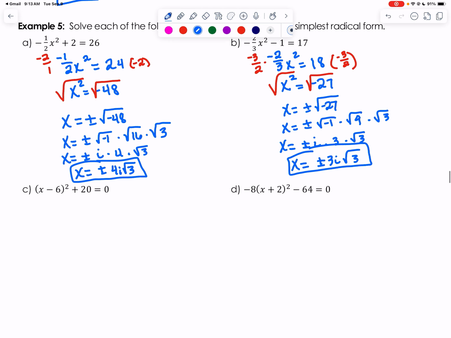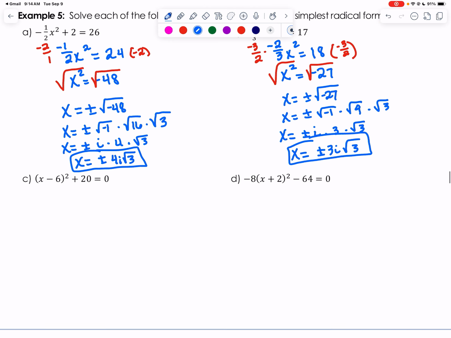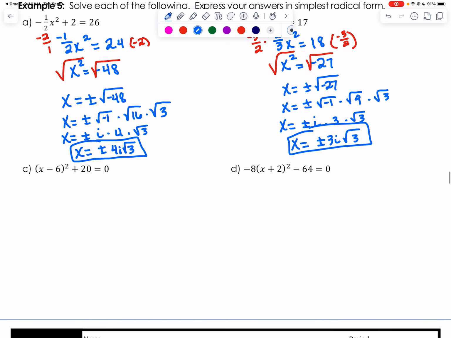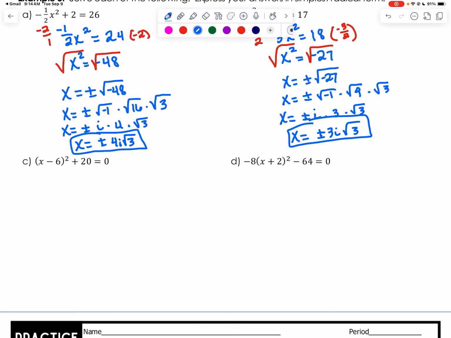All right, problem C. We have x minus 6 squared plus 20 is equal to 0. So I'll start off by subtracting 20 from both sides. So x minus 6 quantity squared is equal to negative 20. Now take the square root of both sides. So we have x minus 6 equals plus or minus the square root of negative 20.